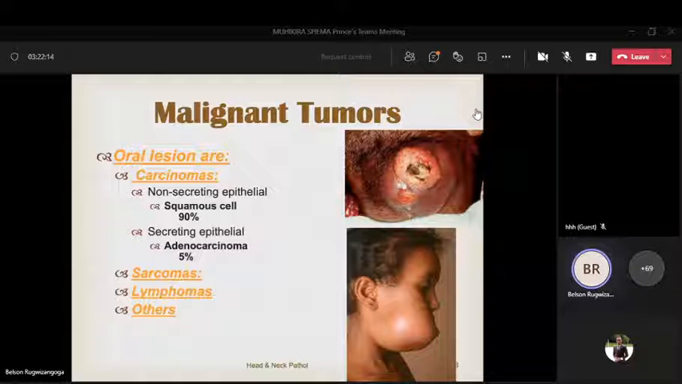As for oral lesions, most of them are carcinomas, and 90% of them are squamous. There are some secreting epithelial cell carcinomas, which are called adenocarcinomas. Here you see, I think it is the same tumor coming back, which is ulcerated. Most ulcerated tumors will be carcinomas. This child has a big tumor here.